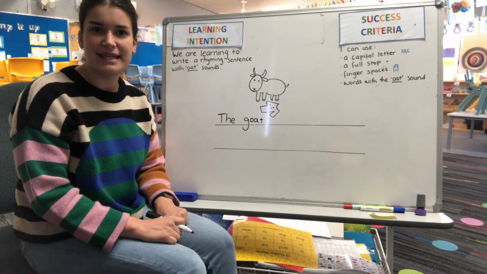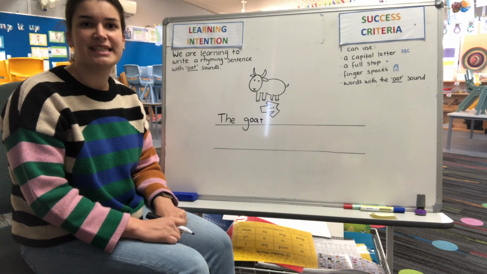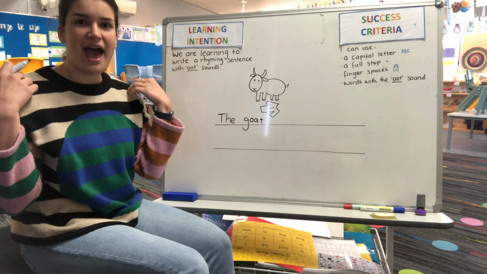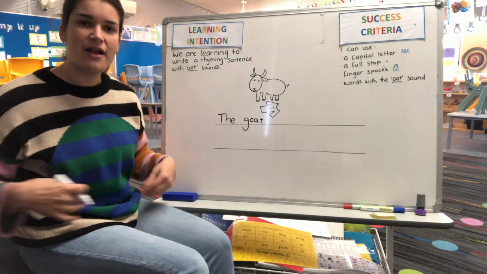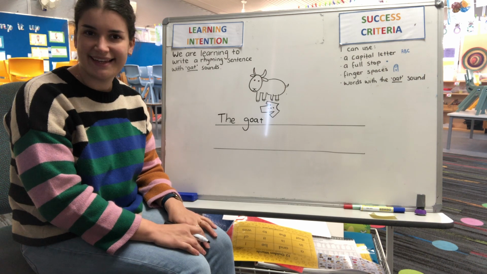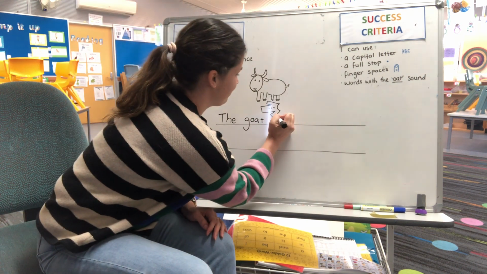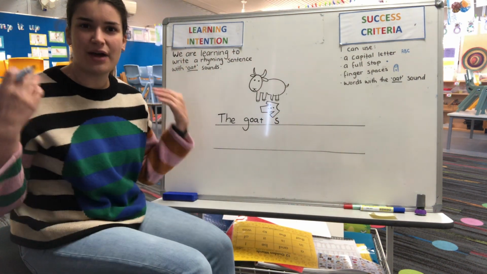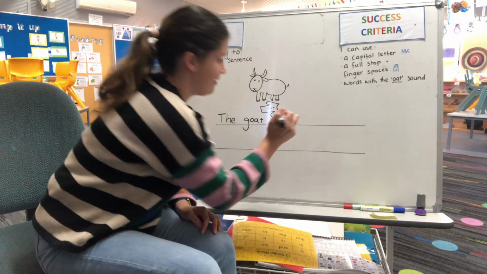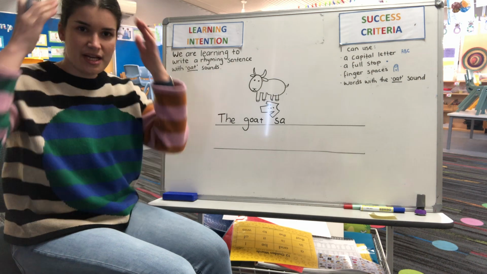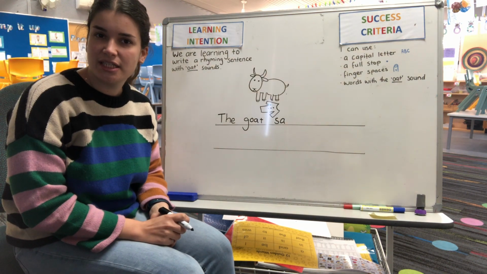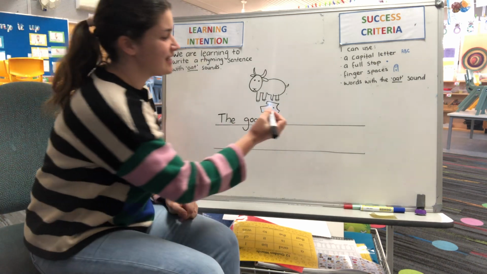The next word is sat. The goat sat. Do you know how to spell sat? S-A-T. Sat. The first sound is S. What makes a S? It's an S. The next sound is A. That's an A. And the last sound is T. S-A-T. Sat. Do you know what letter makes a T sound? A T makes T.